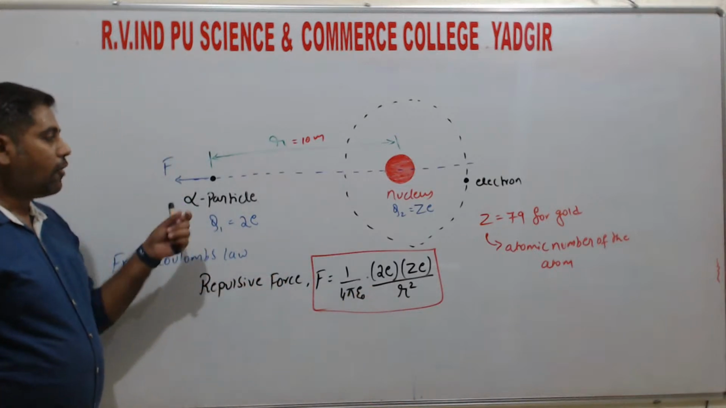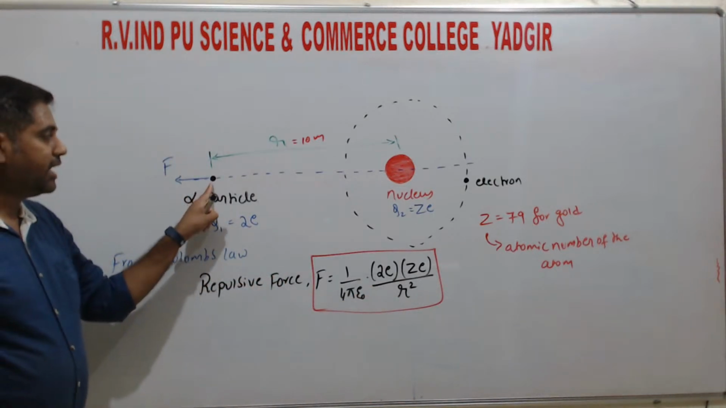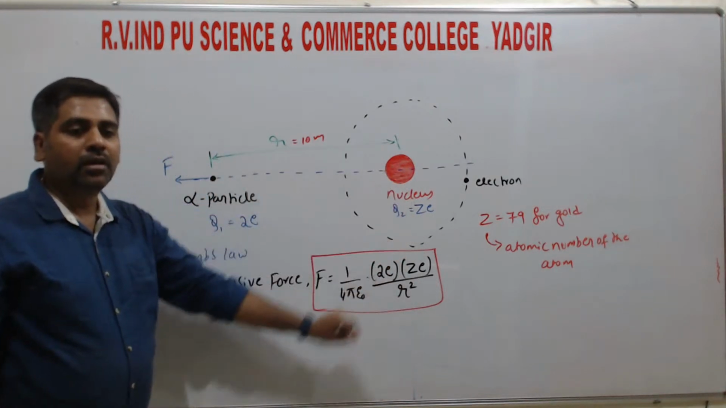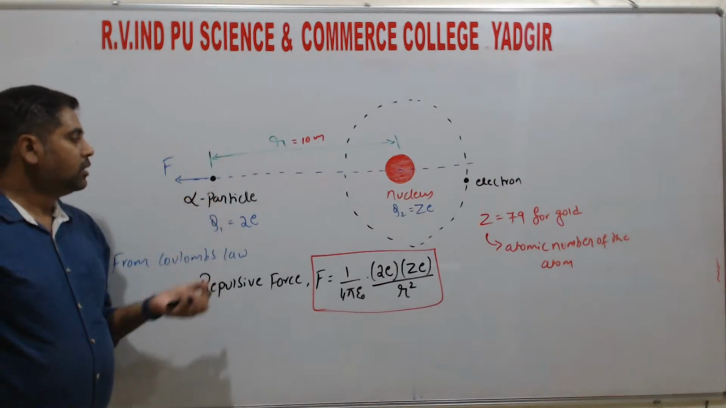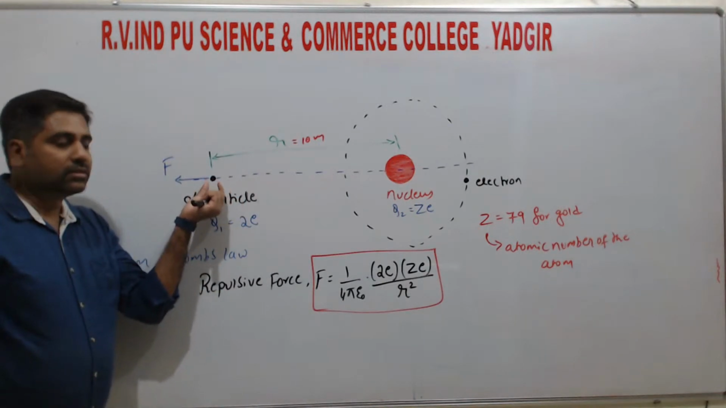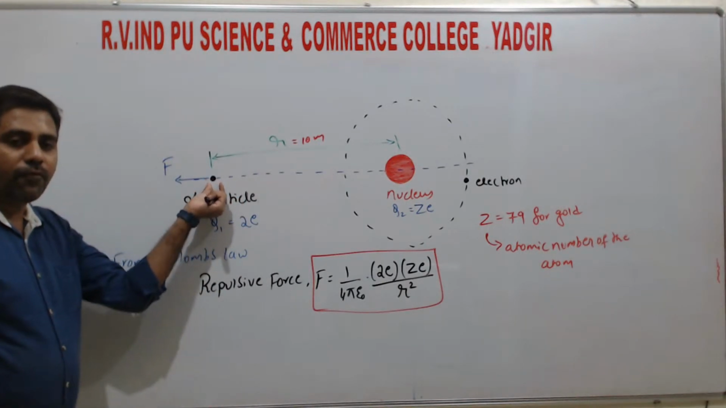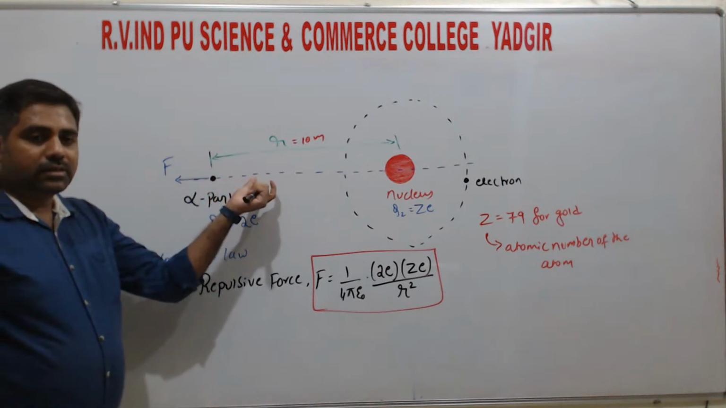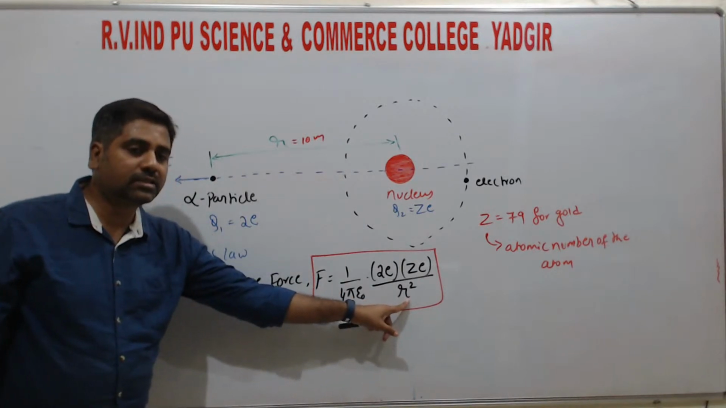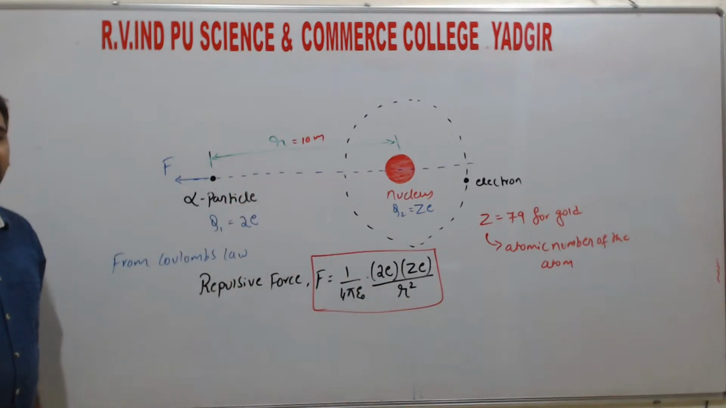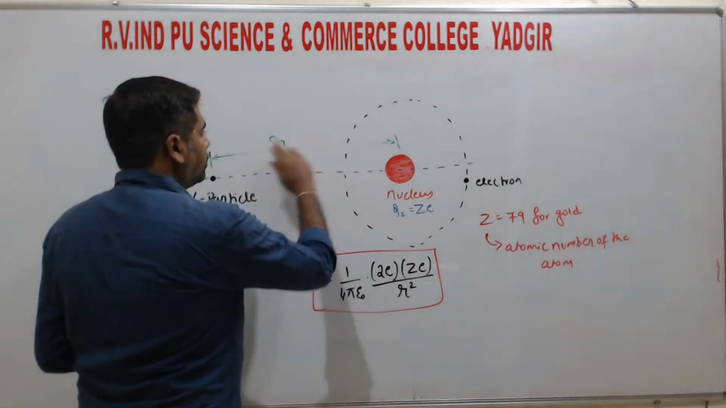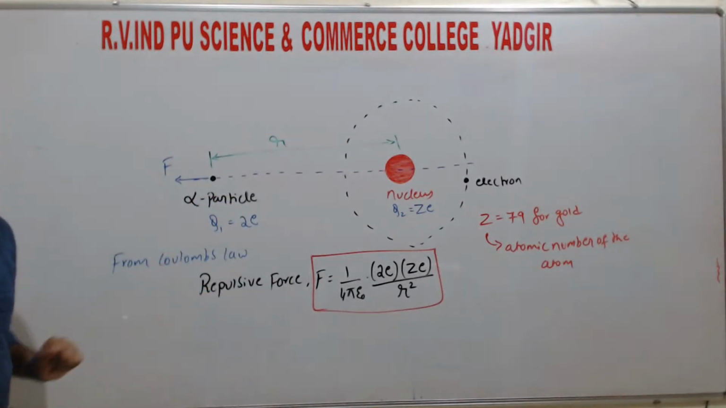So the direction of the repulsive force is always along the line joining the alpha particle and the nucleus of the atom, right? As force is a vector quantity, each time the magnitude and direction of the force on the alpha particle vary continuously, right? Because it depends only on the distance between the alpha particle and the nucleus, right? So this is the repulsive force, right?